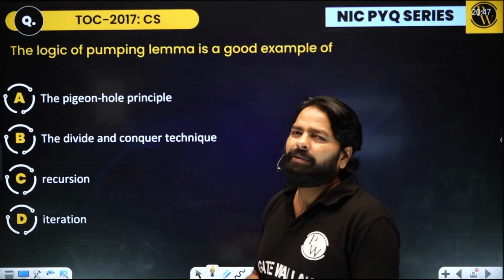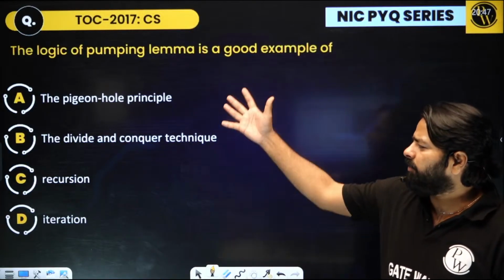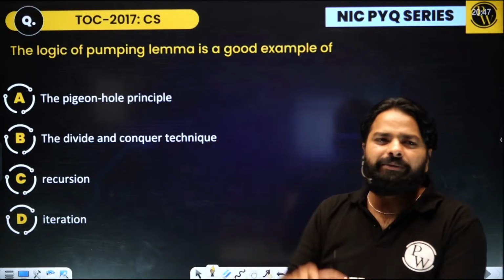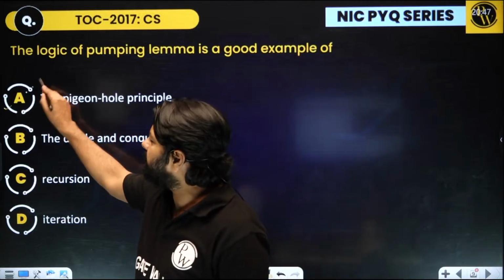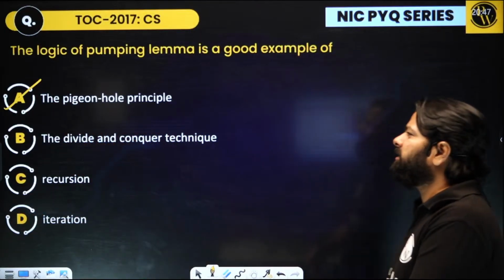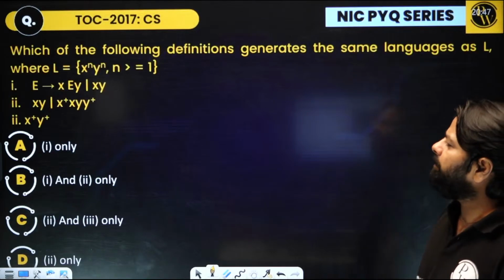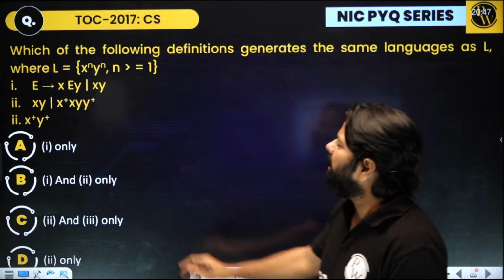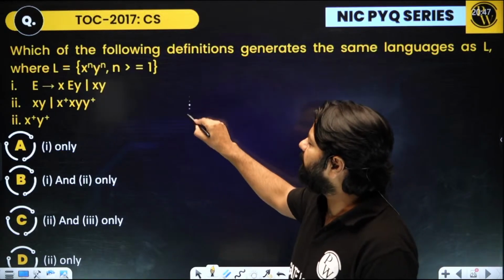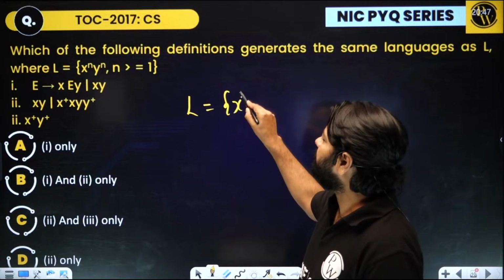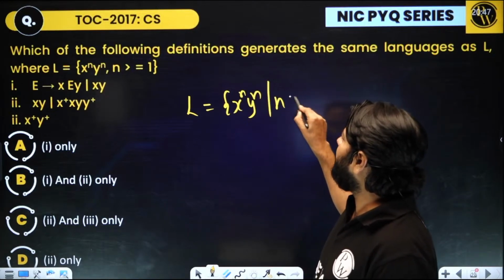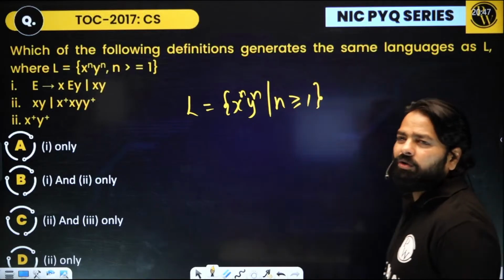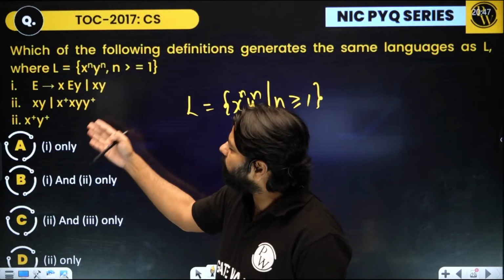The logic of the pumping lemma is a good example of which one you can see here. It's the pigeonhole principle, as it applies the pumping concept here. So this is the pigeonhole principle. Option A, it's straightforward and will not take much time. And this question is also easy, which was also a GATE question. x power n, y power n, which is given already, such that n is greater than or equal to 1. So which of the following definitions generates the same language as this one? You can see here which one will be equal among these three.